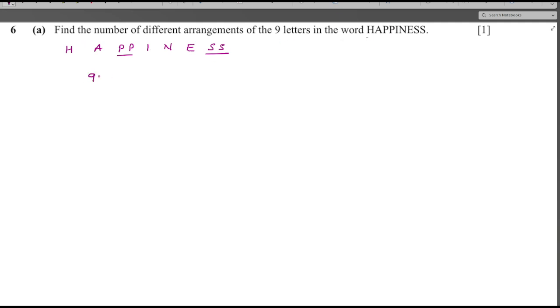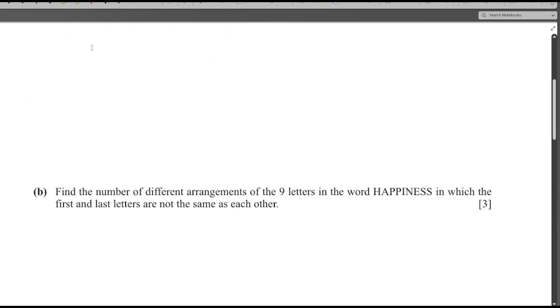So this could be done in 9 factorial divided by 2 factorial times 2 factorial, as here P is repeating 2 times and S is repeating 2 times, so I divide by the number of times they are repeating. So 9 factorial divided by 2 factorial times 2 factorial is 9 factorial divided by 4, and we say it is 90,720. 90,720 is your result.